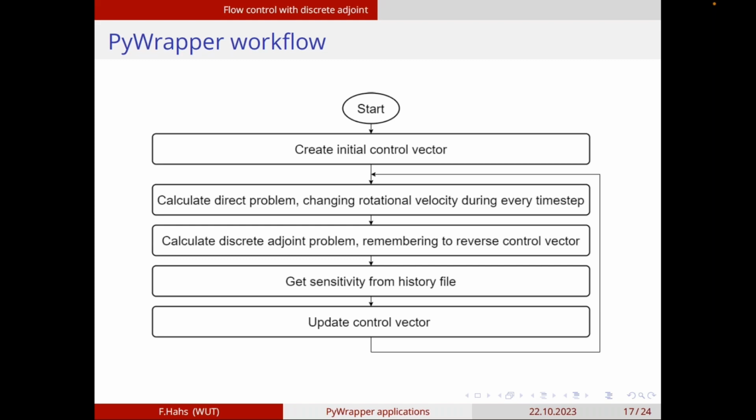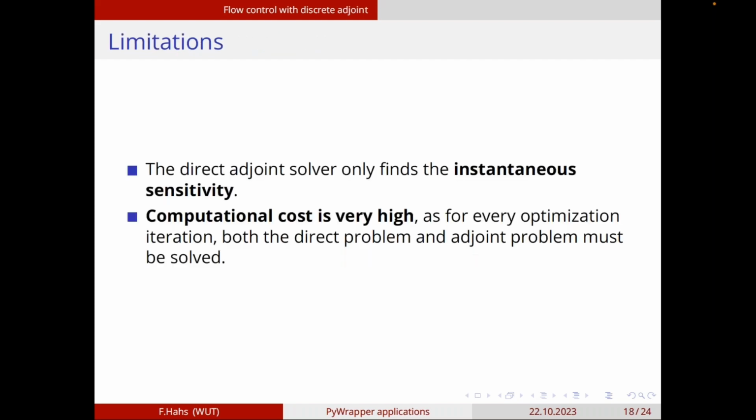For this problem, I did implement the sensitivity calculation versus the moving wall velocity. So there are many problems with this approach. Firstly, it appears that this direct solver only finds instantaneous sensitivity, which is not optimal. It's not really correct. And the computational cost is very high. And despite these problems, I have achieved a result.